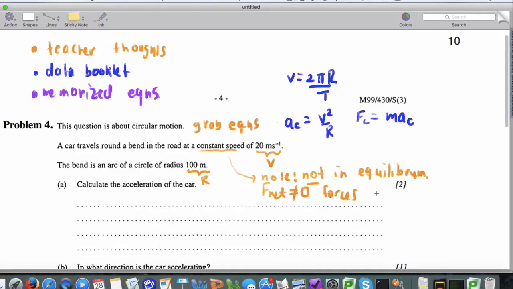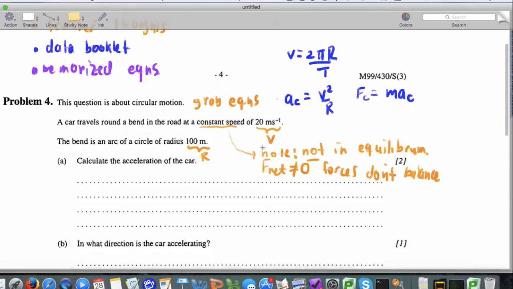That's one of those things about centripetal or circular motion: if you're going in a circle, your direction is changing. And if your direction is changing, then you're not at a constant velocity, because constant velocity requires not only the same speed, but you have to continue in the same direction. So just please keep that in mind.